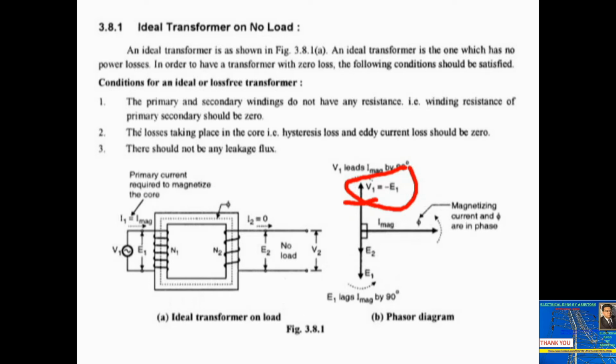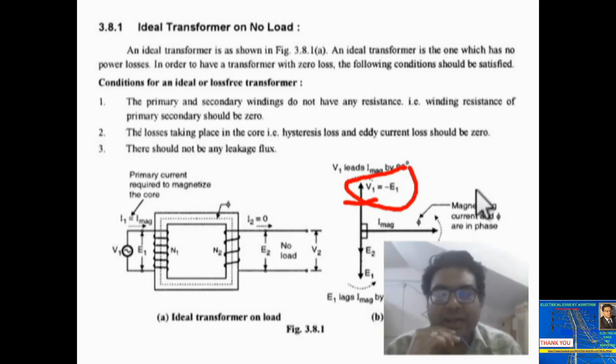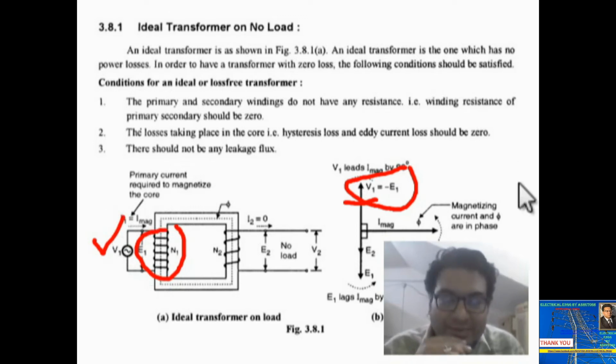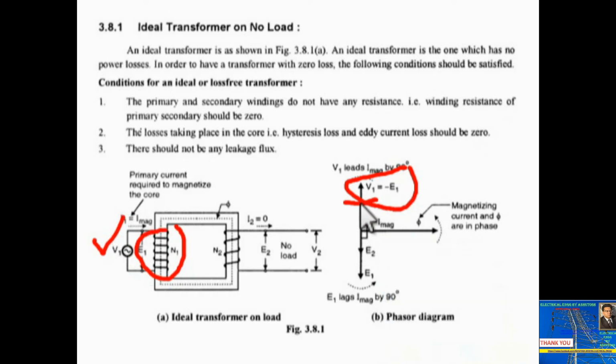Always remember, so whatever EMF is produced in this primary winding, that is called E1, which is called back EMF or counter EMF because it will oppose the applied voltage. This E1 opposes V1 and also opposes the incoming current, because guys this E1 opposes the applied voltage as well as the applied current. So that is why we write V1 is equal to minus E1, or we draw E1 in this side, right opposite to V1, and E2 will also share the same axis.